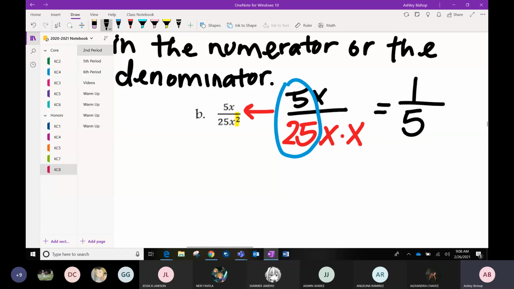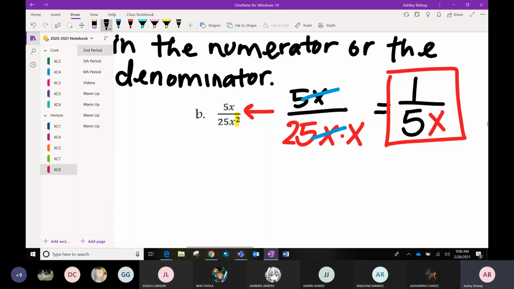And I'm simplifying. So the whole point here is to cancel what you can. I can cancel an x on top and an x on bottom. And so I am left with 1 x on the bottom. So I can take 5x divided by 25x squared and simplify it to get 1 over 5x. And this is the math to show it. I simplify the numbers separately. 5 over 25 simplifies to 1/5. And x over x squared, one of the x's cancels and I have an x in the bottom.